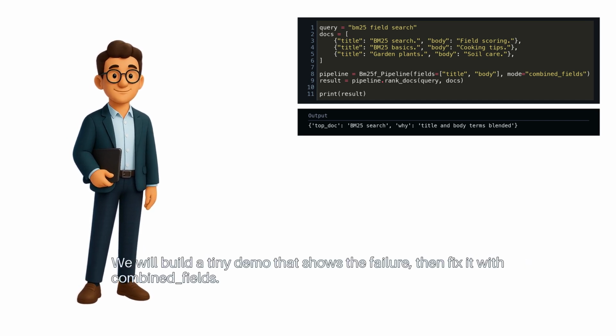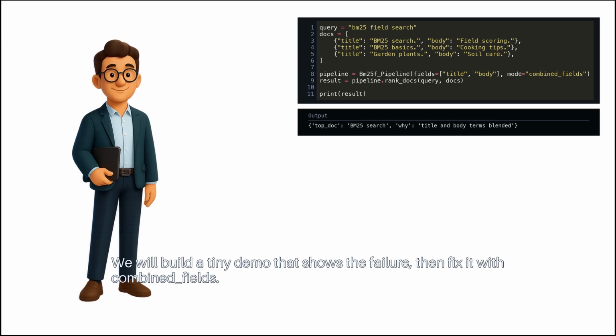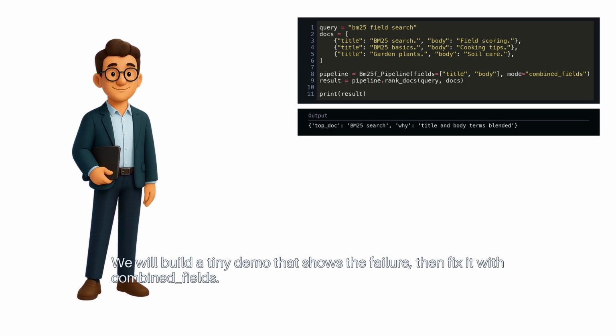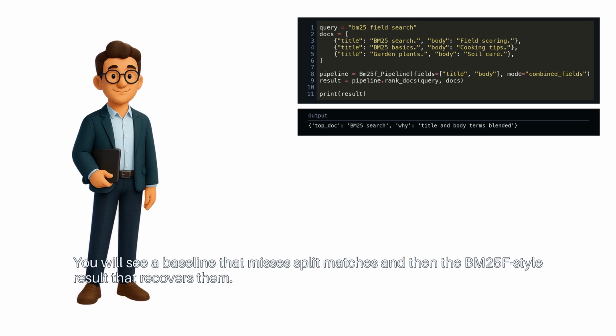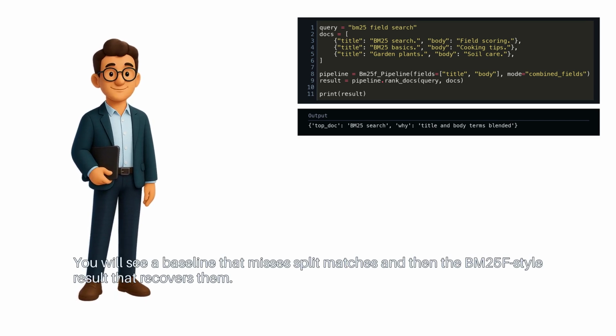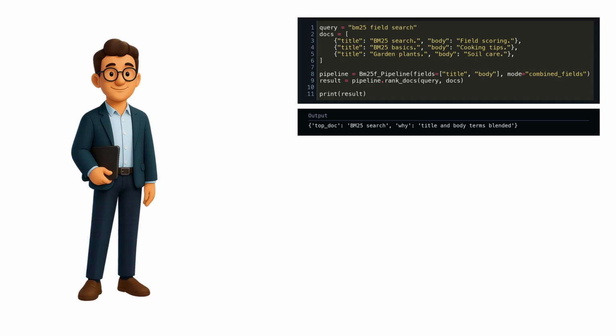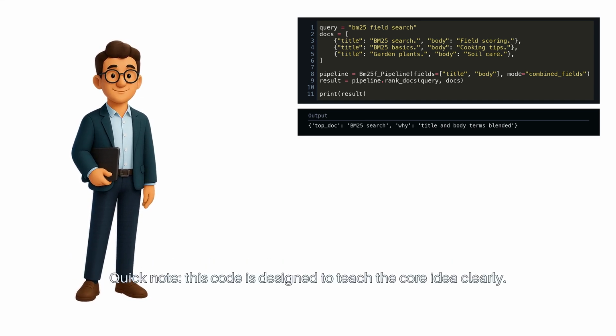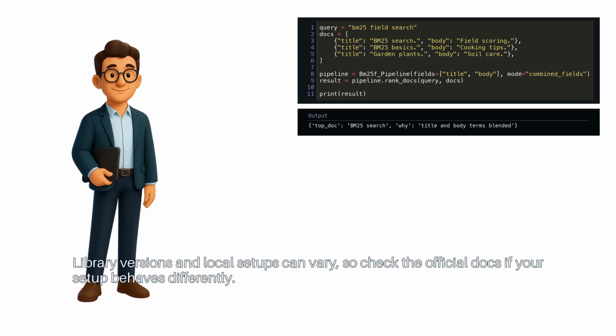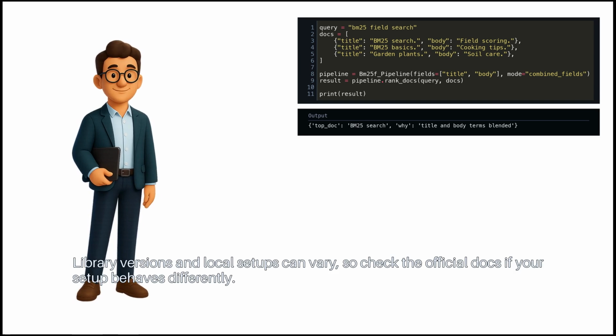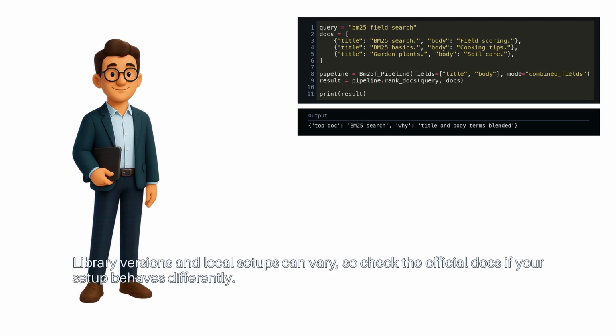We will build a tiny demo that shows the failure, then fix it with combined fields. You will see a baseline that misses split matches, and then the BM25F style result that recovers them. Quick note: this code is designed to teach the core idea clearly. Library versions and local setups can vary, so check the official docs if your setup behaves differently.